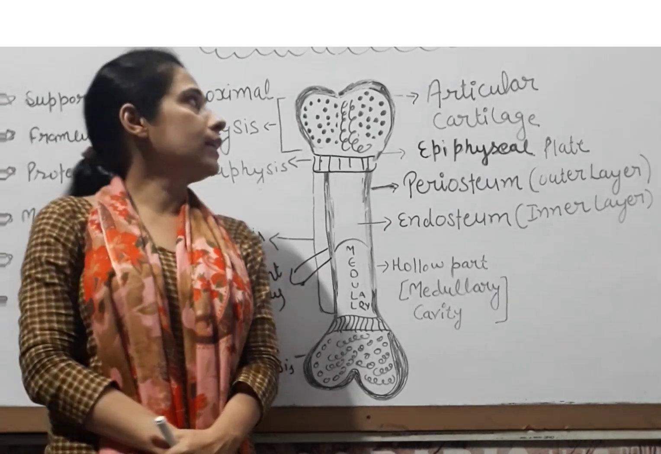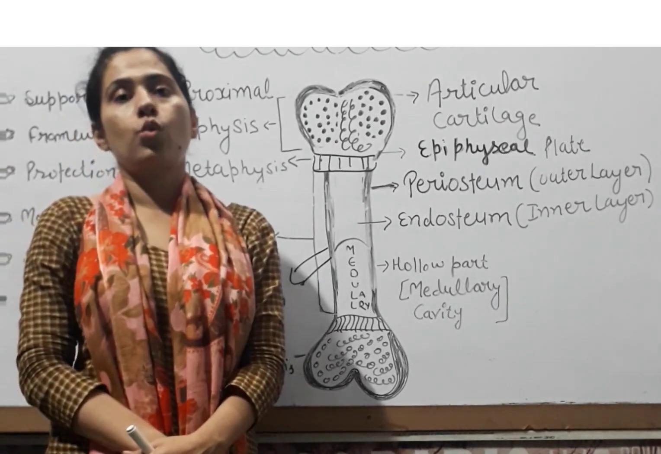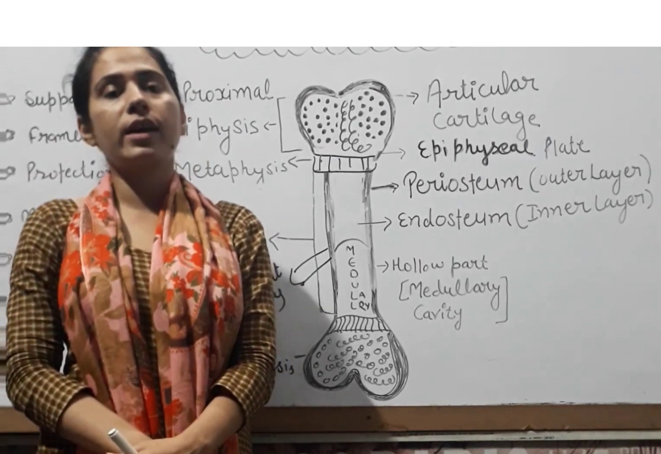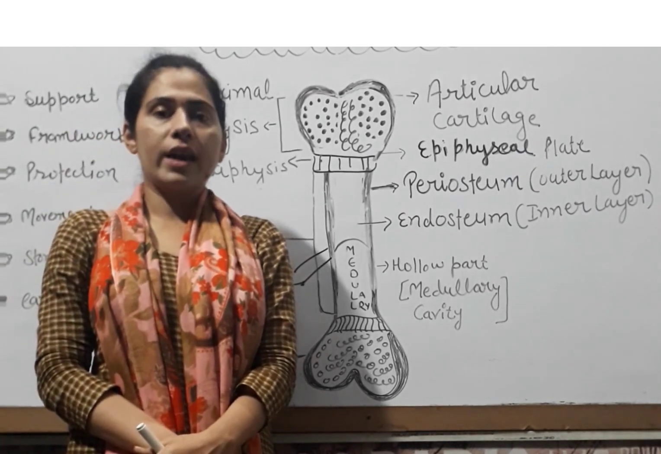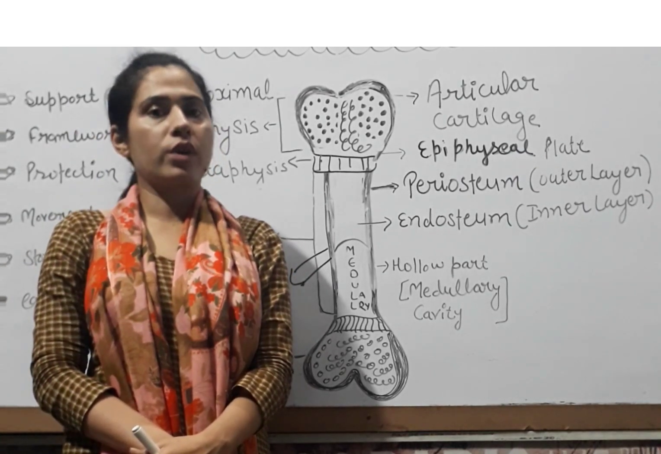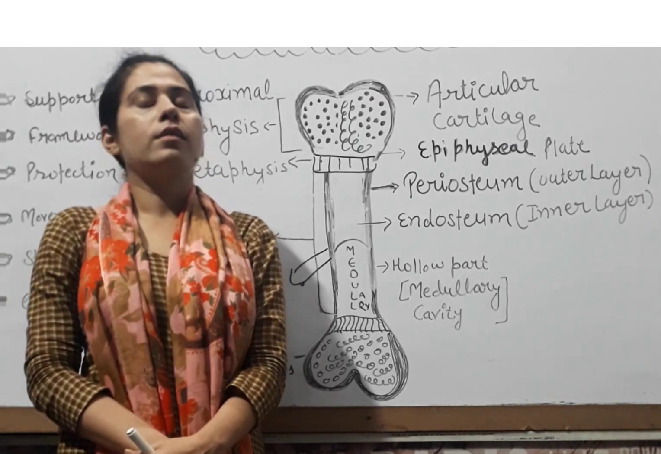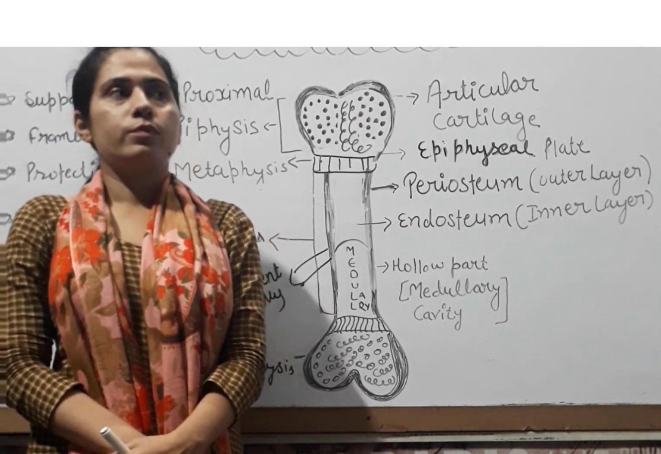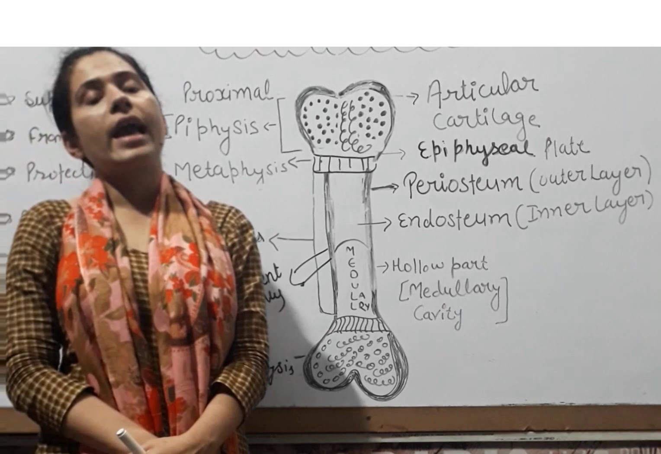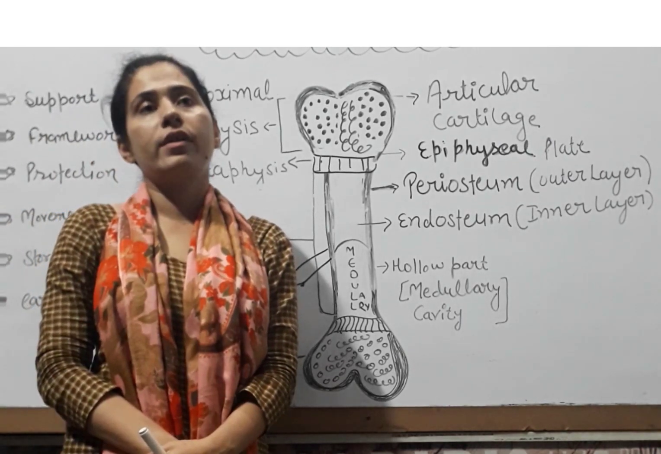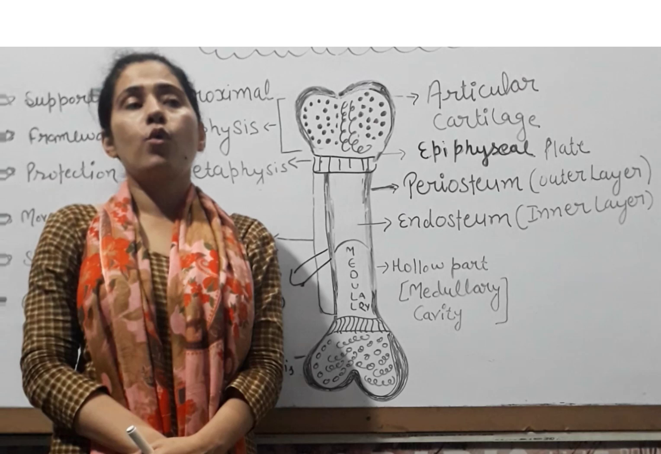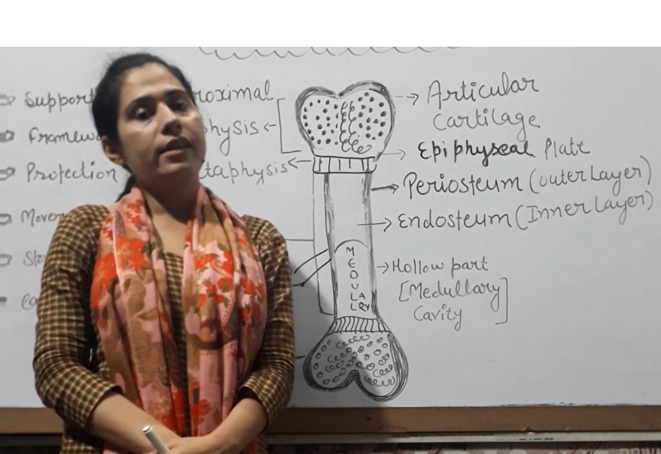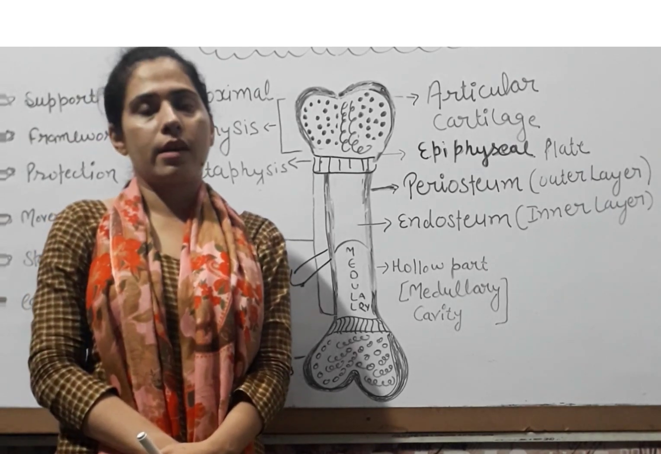Our bone provides protection to us. For example, we have very delicate organs such as the brain, which is protected in the cranial cavity, and the lungs, which are protected in the thoracic cavity. There are a number of organs which are protected by various types of cavities in our body. Another important function is that bone acts as a reservoir of minerals such as calcium and phosphorus. Bone stores calcium and phosphorus in itself, and when our body needs them, it releases them into the blood.